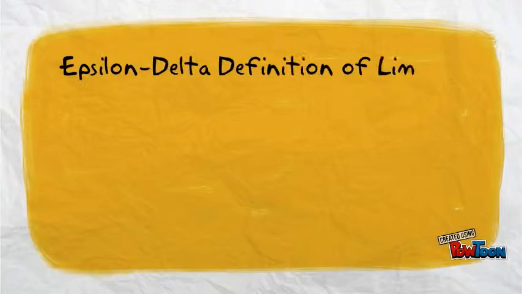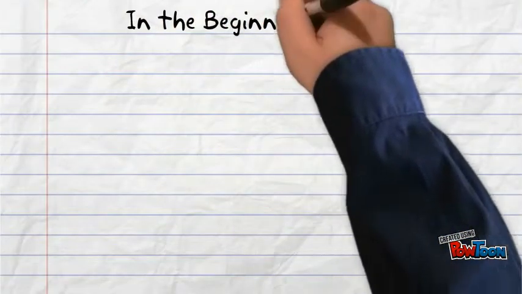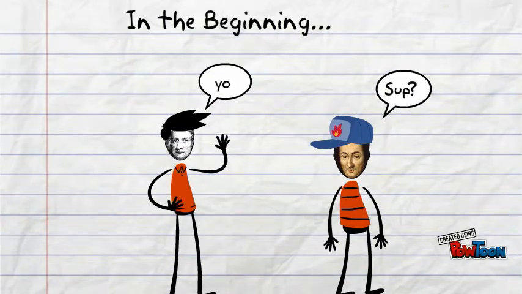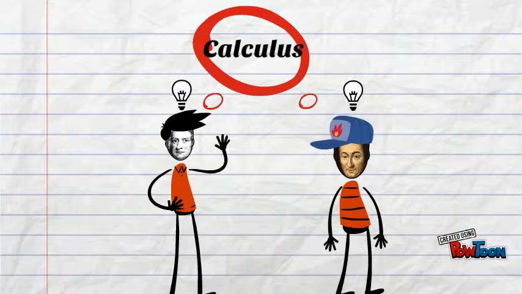Epsilon-Delta definition of limits. What is it and why do we use it? Well, in the beginning, our friends Newton and Leibniz got together. And when they got together, they got this idea and created something we all know as calculus.